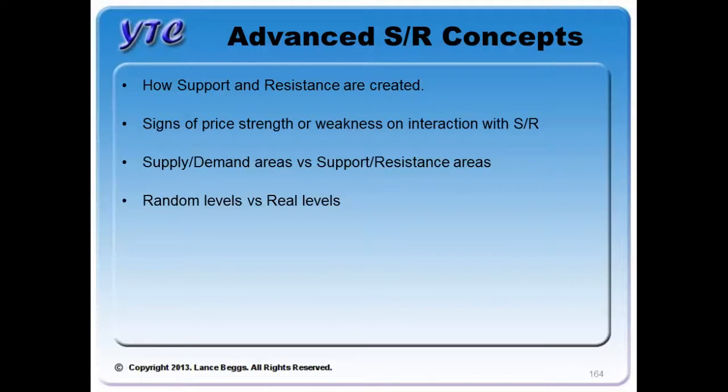We'll look at how to examine the bullish or bearish pressure within a price trend, learning to see signs of strength or weakness within the price as it trends and then as it interacts with SR. We'll examine the difference between supply and demand levels and support and resistance levels. A lot of people use the terms interchangeably, but there is a little difference and it's very important.